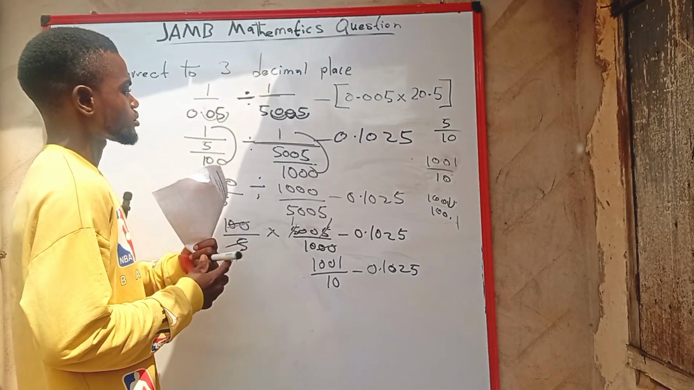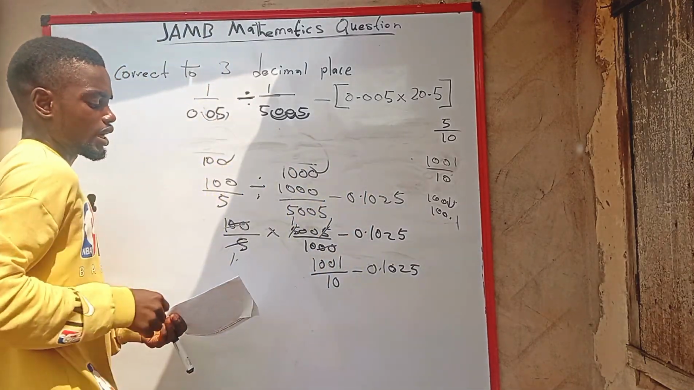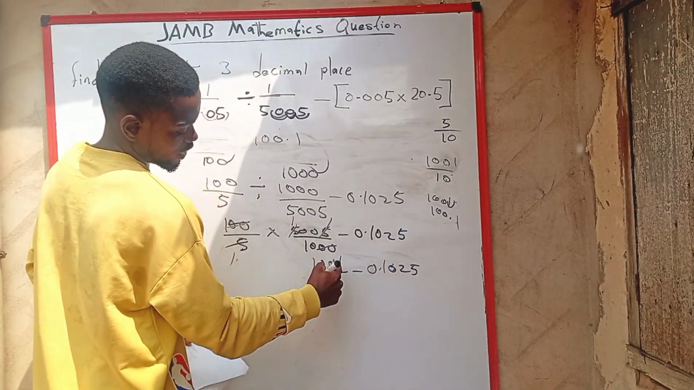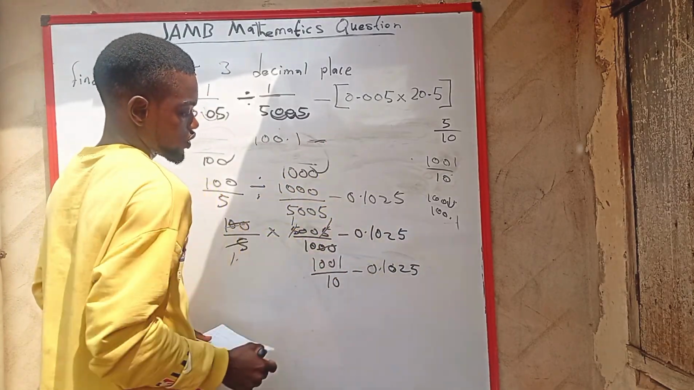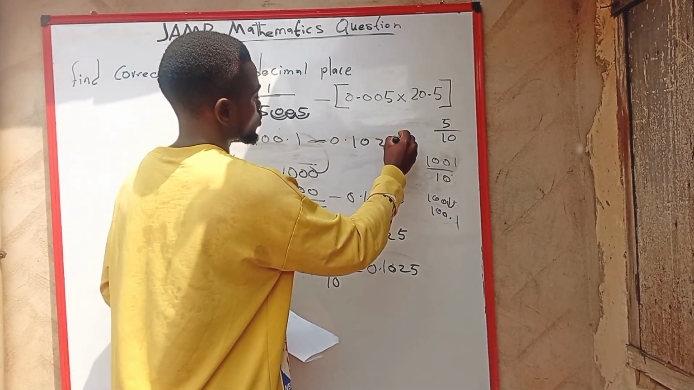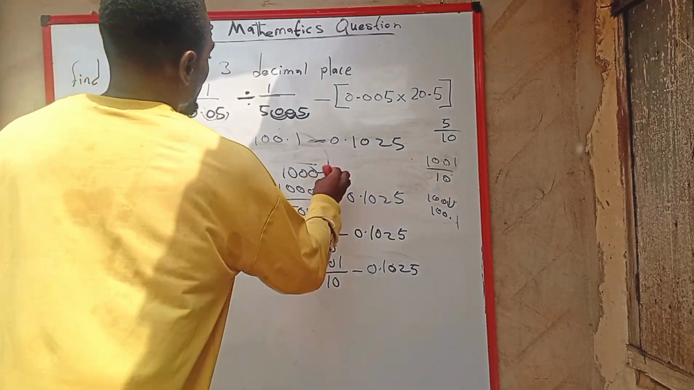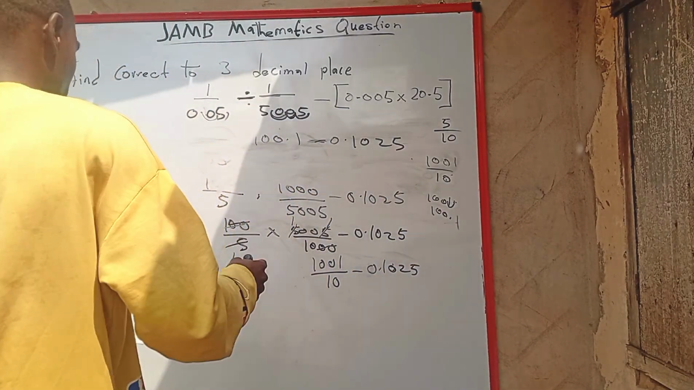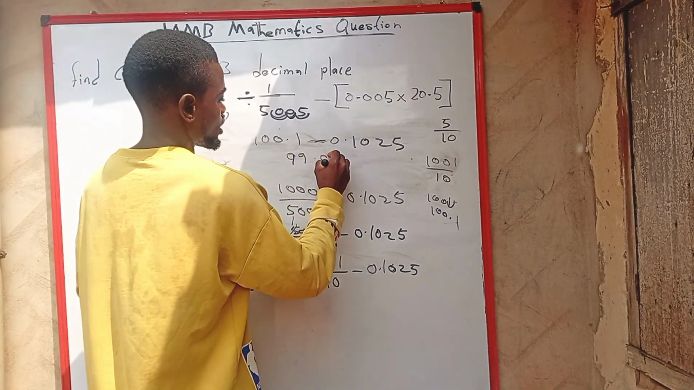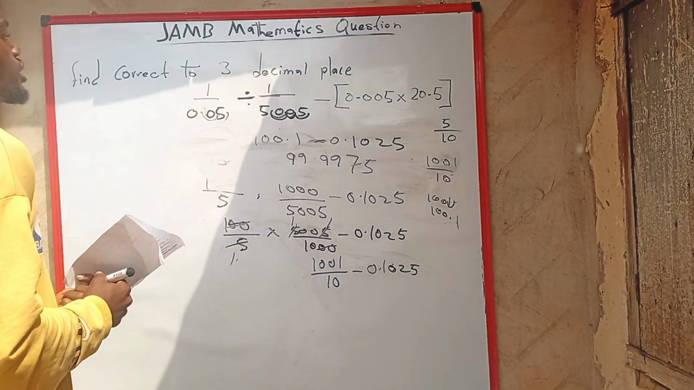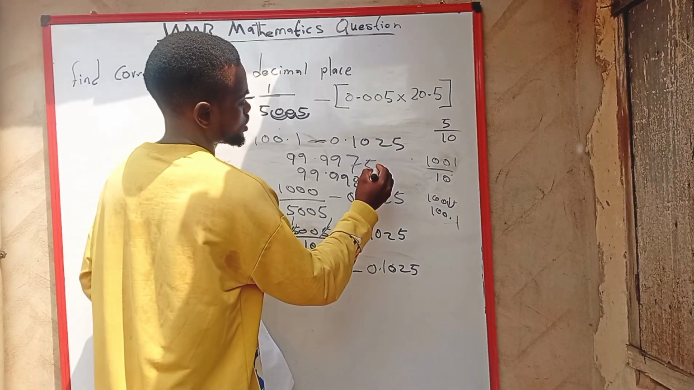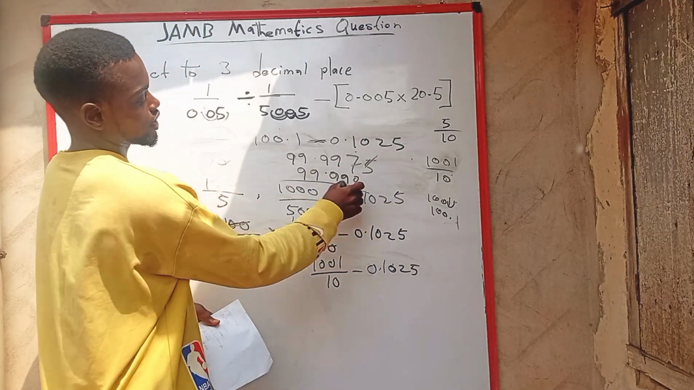So we have finally the last point as 100.1 minus 0.1025. Now at this point you are required to use your calculator. If you use your calculator to do this, you will have the value of 99.9975. Now to 3 decimal places that is 99.998. That is the final answer.